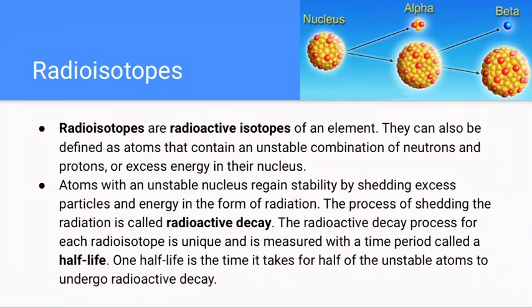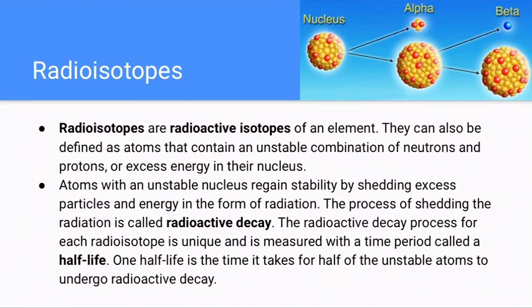Now that we have defined what an isotope is and learned that it can be unstable or stable, we are going to discuss radioisotopes, which are radioactive isotopes of an element. They can also be defined as atoms that contain an unstable combination of neutrons and protons or excess energy in their nucleus. With this being said, radioisotopes are always going to be unstable. Atoms with an unstable nucleus regain stability by shedding excess particles and energy in the form of radiation. The process of shedding the radiation is called radioactive decay, and we have learned that radioactive decay could be through beta particles, alpha particles, or gamma rays.